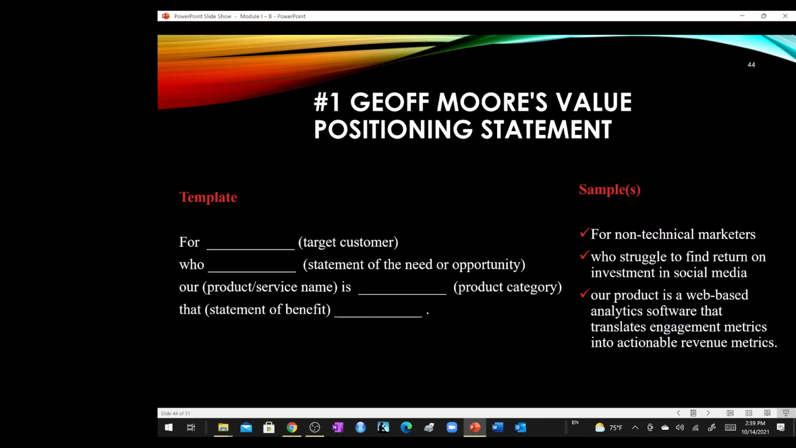Let's give an example. These are the different value proposition templates that we talked about in the past. And this is by far my favorite, not only because Geoffrey Moore has written a very interesting book, Crossing the Chasm, but also because it is a very interesting template. So you can just say, for non-technical marketers who struggle to find return on investment in social media, our product is a web-based analytics software that translates engagement metrics into actionable revenue.